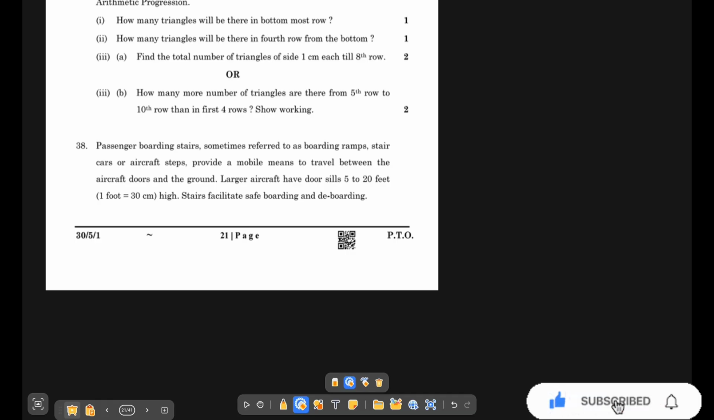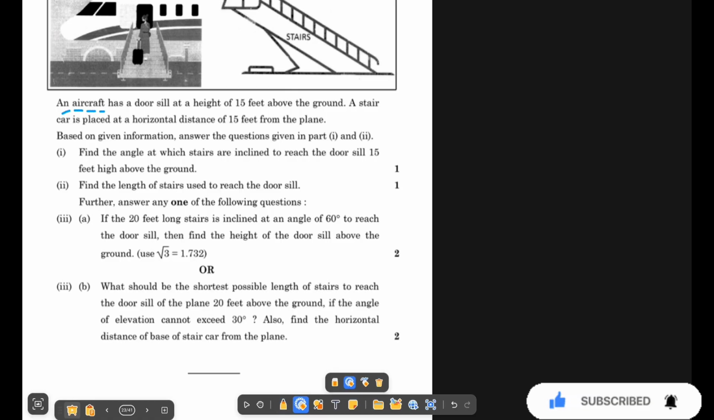So what is the question here? An aircraft has a door sill at a height of 15 meters above the ground. A stair car is placed at a horizontal distance of 15 meters from the plane. Based on the information given, answer the questions given in part 1 and part 2.